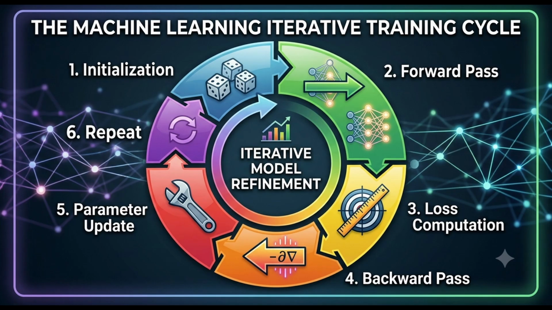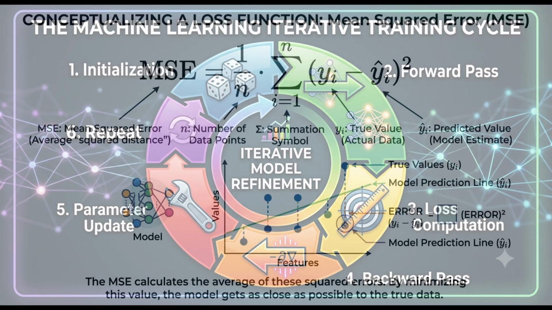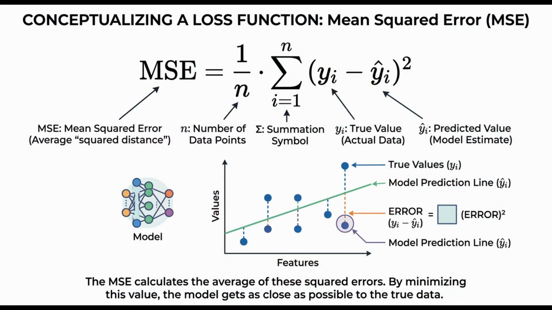Step 2 is the forward pass. The training data gets fed through the model using its current parameter values, and the model produces predictions. Step 3 is loss computation. Now we need to measure how wrong those predictions were.